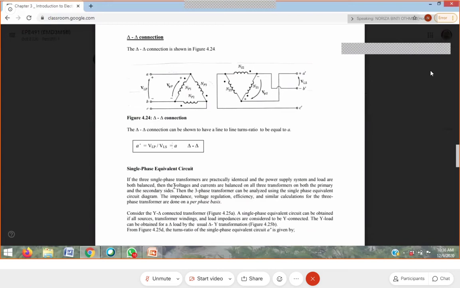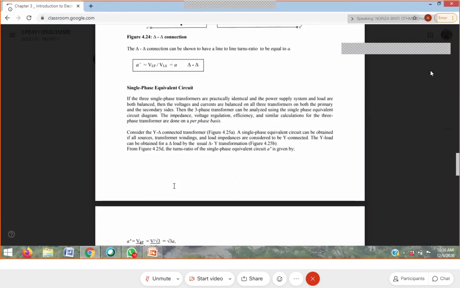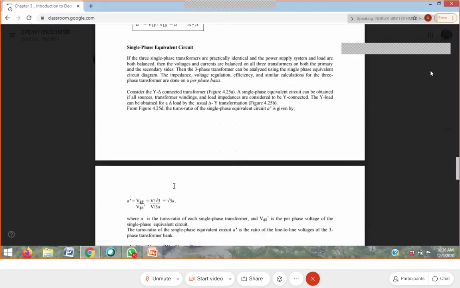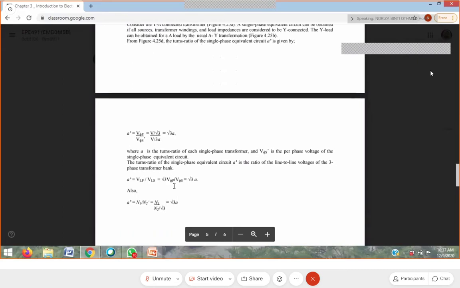Okay, consider ini example. Consider the Y delta connected transformer, Figure 4.25a. Okay, a single equivalent circuit can be obtained if all source transformer winding and load impedance are considered to be Y connection. Sama lah kita kena buat dia dalam Y connection, and the load can be obtained for delta by using delta to Y transformation. Ni just tunjukkan macam mana kita nak buat lah.